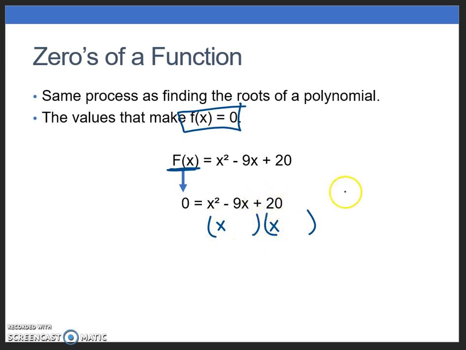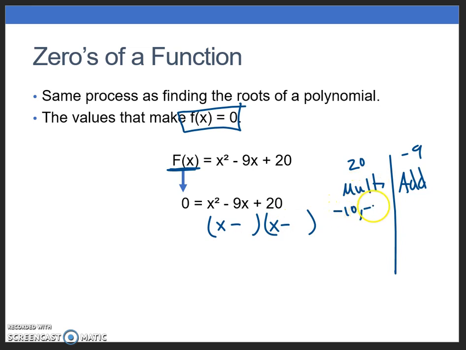And then the two numbers, I want them to multiply to equal 20 and add to equal a negative 9. So this is the key here. They have to add to equal a negative number, but when they multiply, they're positive. If they're adding to equal a negative and they multiply to a positive, both of these have to be negative. So I could have negative 10 and negative 2. That's going to add to be a negative 12. I could have negative 5 and negative 4. Negative 5 plus negative 4 adds to be a negative 9, which is what we wanted.